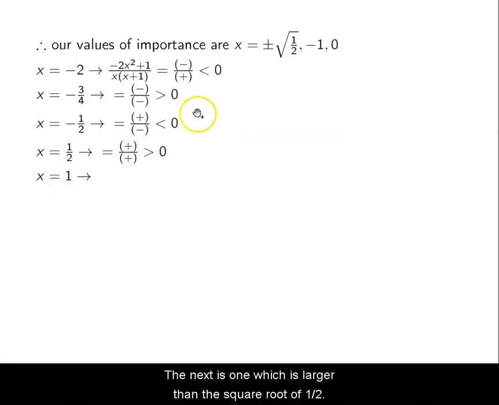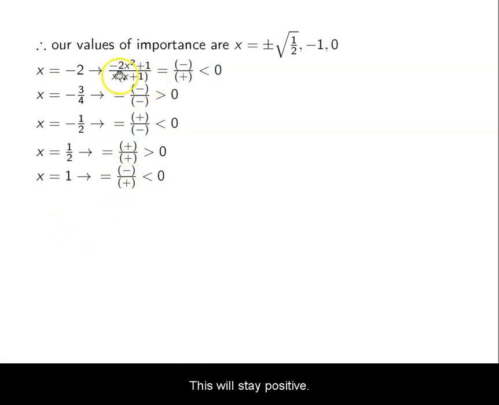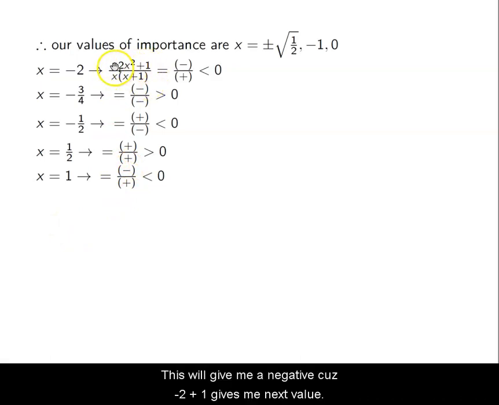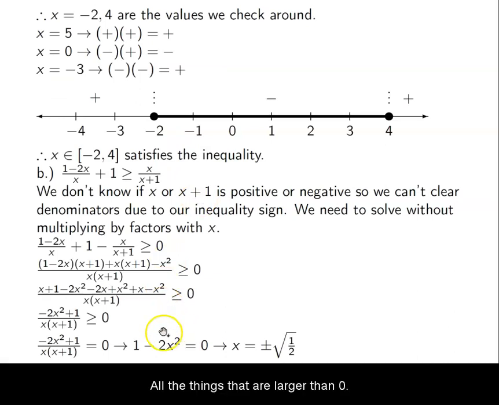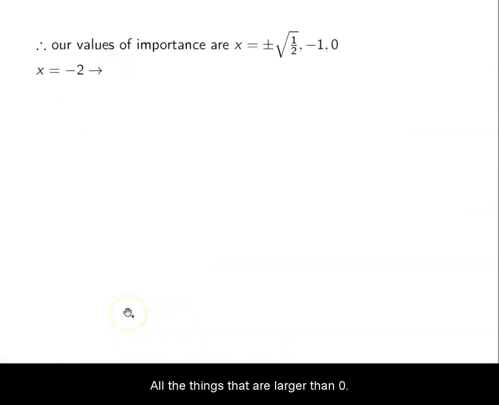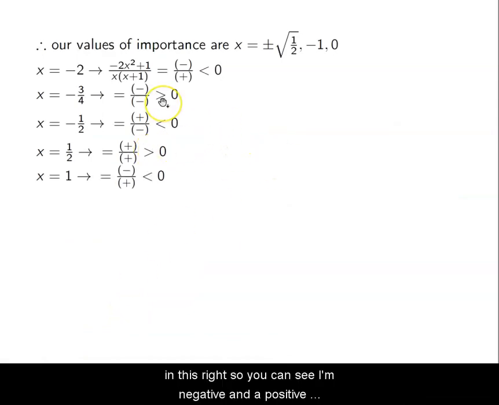Then next is 1, which is larger than the square root of 1/2. And that will give me a negative over a positive, okay? So this will stay positive. This will give me a negative because negative 2 plus 1 gives me a negative value, all right? So I'm looking for all the things that are larger than 0, okay? So all of the positives are what I'm interested in. So this and this, right? So you can see I'm negative and then positive and then negative and then positive and then negative.